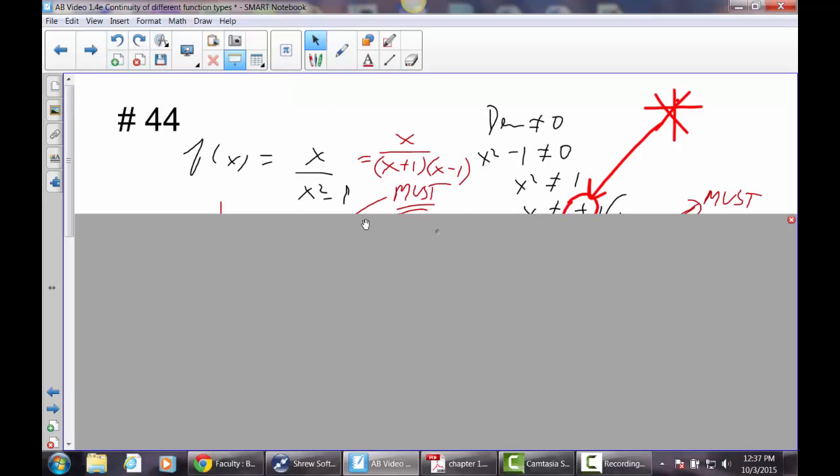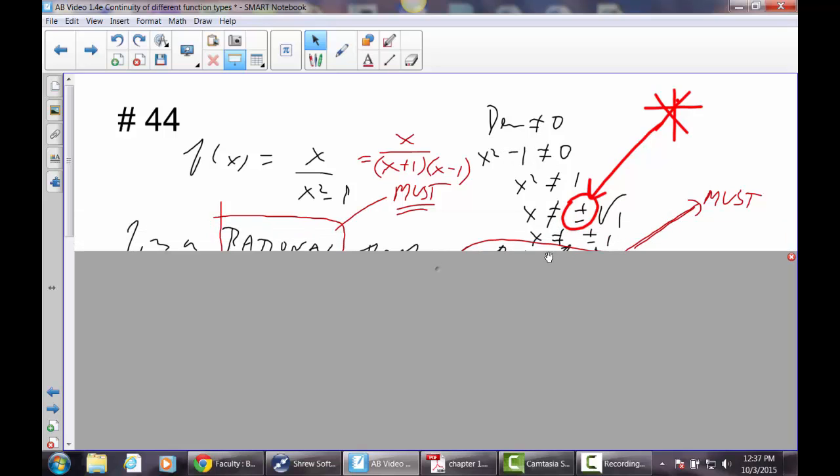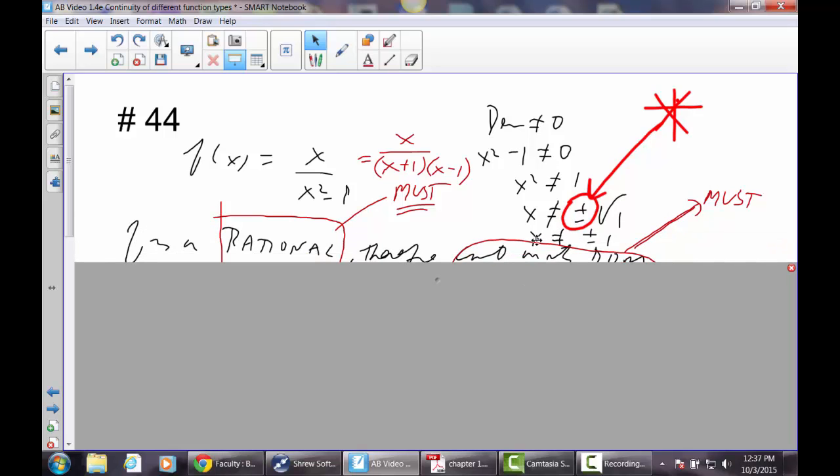Number 44 is another rational function. Again, we'll factor. The domain of a rational function is all real numbers except the ones that make the denominator equal to 0. So since the denominator can't be 0, x cannot be plus or minus 1. Do be careful you don't go from x squared does not equal 1 to x does not equal 1. Don't forget the plus or minus.